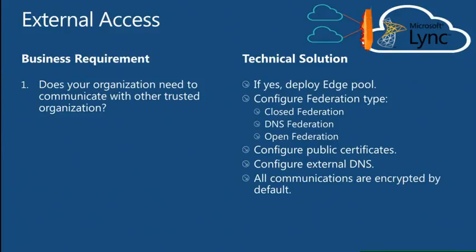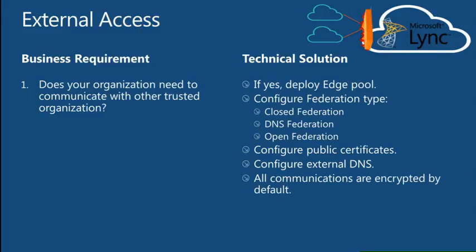But you have closed federation, where you say, I will only talk to you, and that's it, nobody else. Another one is, I'll make myself discoverable to others, but I won't talk to everybody. I'll only talk to select people. And then the third one is open. So if you can discover me, I can discover you, and we can talk to each other.